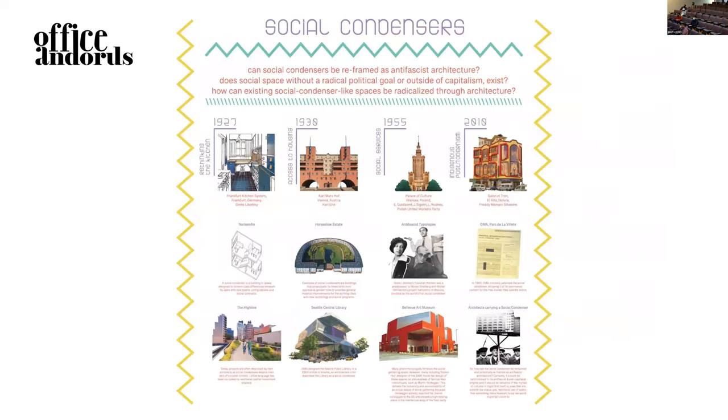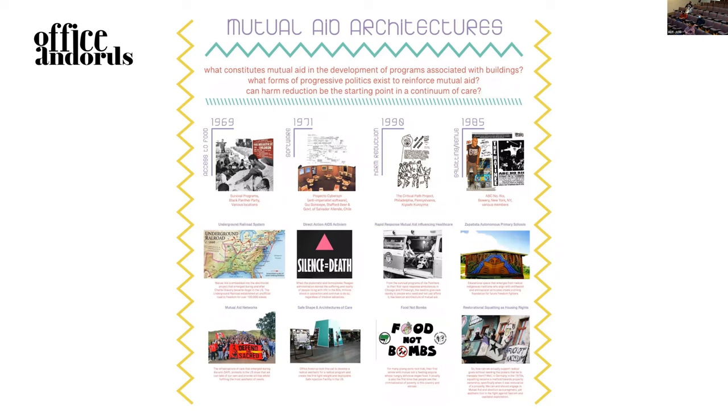Language is so important to me, right? A lot of the work that we were doing is reclaiming words that have been misappropriated in the last 20 years, like the social condenser. I hear this word getting used a lot to describe places like the High Line in New York or the Seattle Public Library. For me, as a historian interested in socialist art and architecture, those examples just aren't what social condensers are. I'm really interested in subverting and returning this language to the collectivist origins where it comes from. These are just some of the boards.